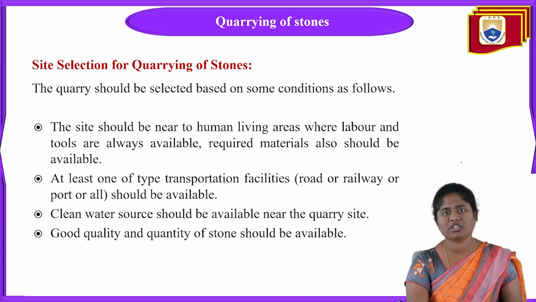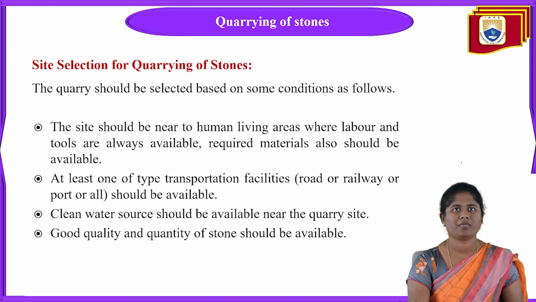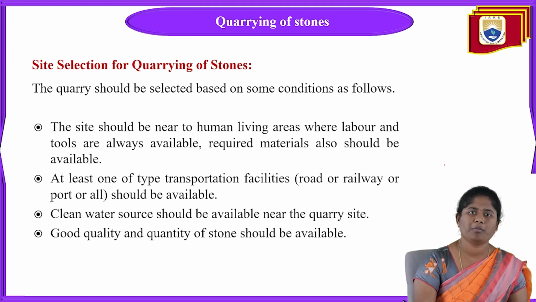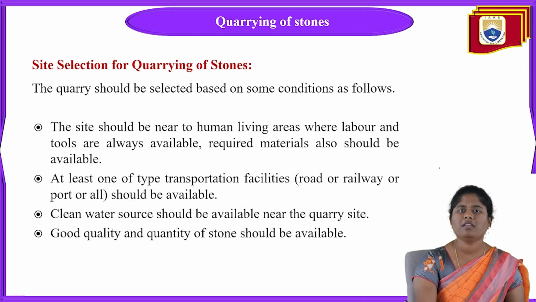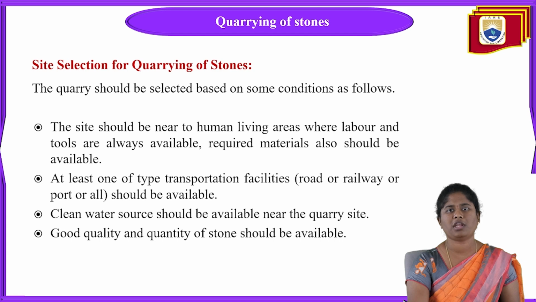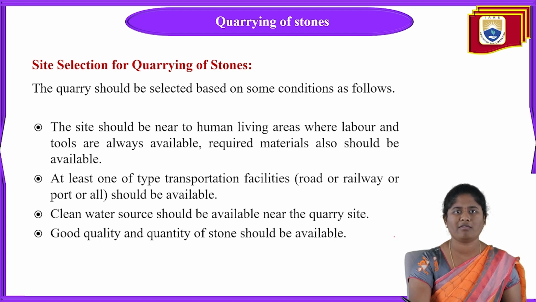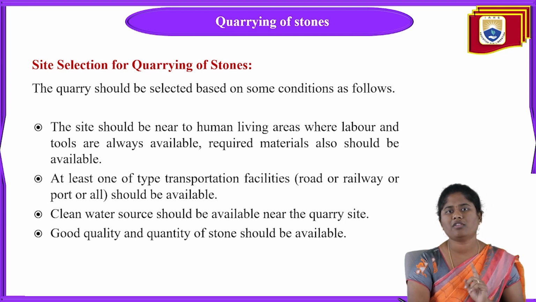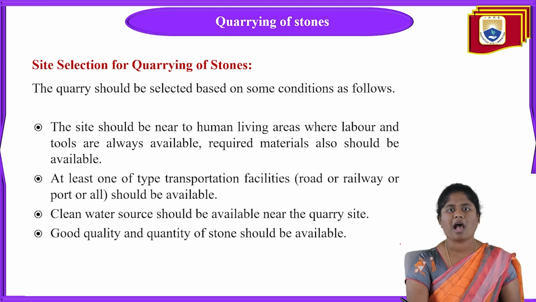Tools are very important for the quarrying process, and the required materials should also be available at that site. Next, at least one type of transportation facility should be available. Why should transportation be available? Because after the quarrying process, the stones have to be taken to a specified place, and at that time transportation is very important. That transportation may be through railways, roadways, or a port. At least one transport facility should be available at that site.